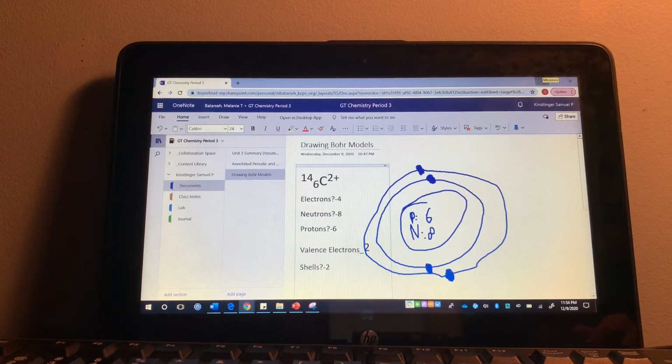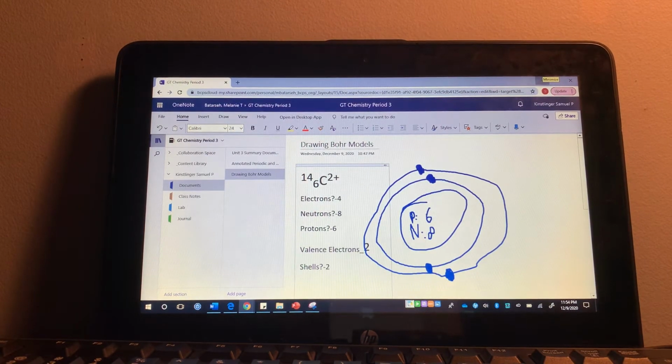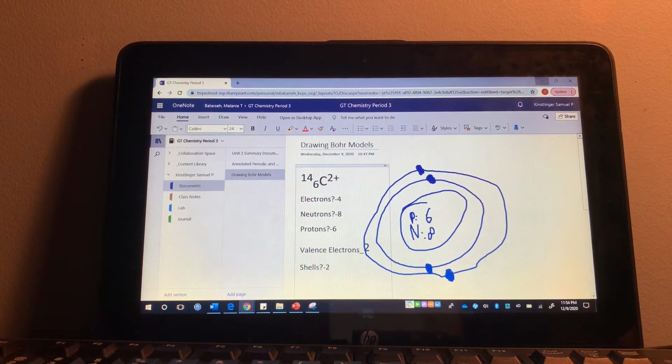We look at this one. This one, I'm just going to show it to you guys, then our next one will actually do the problem. So this first one, we have carbon-14 with a 2 plus charge. Now, as I filled in here, we see that this is sort of a review too.